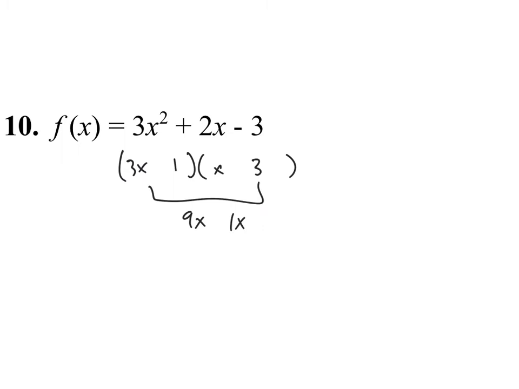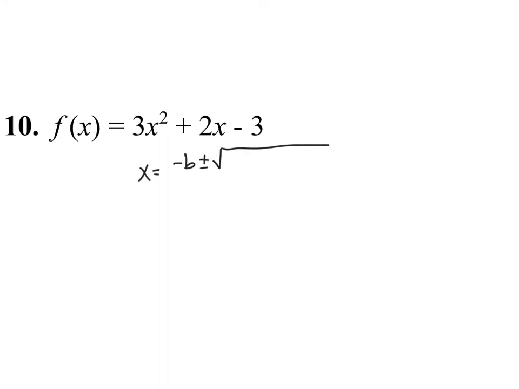So what we have to do here is the quadratic formula. There's different ways to solve these. One of them's factoring, one of them's quadratic formula. They all get you the same answer. But this one, since it's not factorable, you have to use the quadratic formula. So x equals negative b plus or minus the square root of b squared minus 4ac all over 2a.